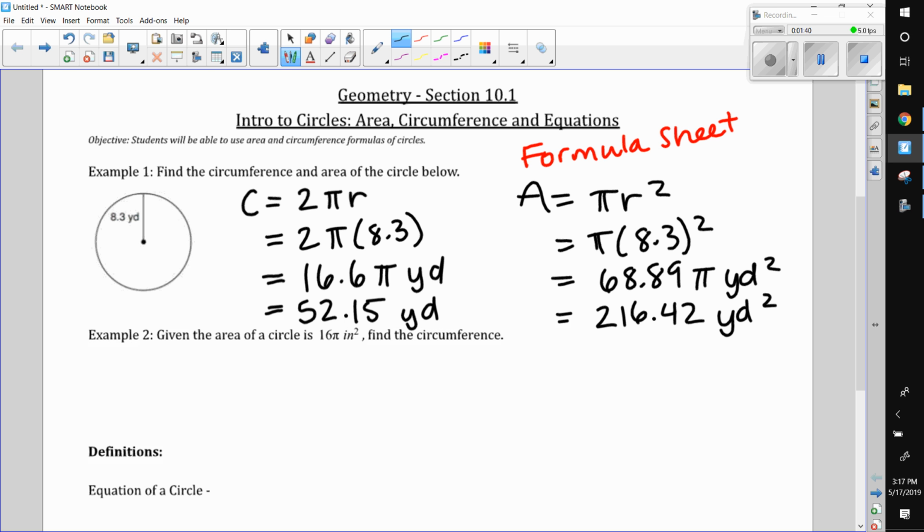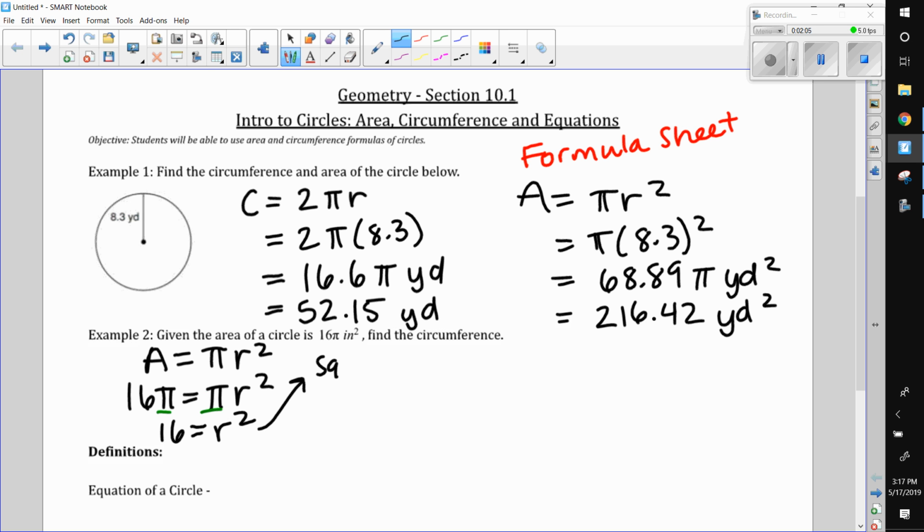In example 2, you're going to see more of what we're going to see in this section. Given the area of a circle is 16 pi inches squared, find the circumference. So some more problem solving. I know the area of a circle is pi r squared. I'm given that the area is 16 pi, so that equals this. I see pi on both sides, so these can cancel. I've got 16 equals r squared. I take the square root here, and I get 4 equal to r.